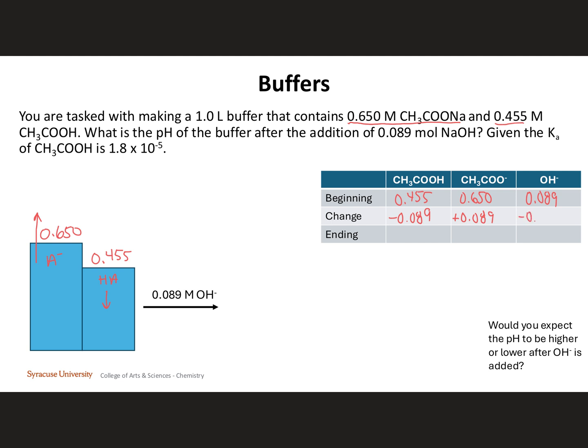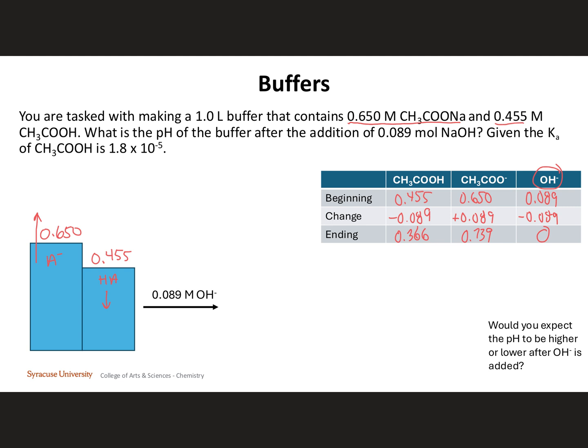I think I confused some of you by including the hydroxide here, but the key that I wanted you to pick up from this was that all of the hydroxide reacts. That's the key to the buffer. All of the strong base or strong acid that you add reacts. So we can find our new ending concentrations. I get 0.366 of the acetic acid and 0.739 of the acetate.